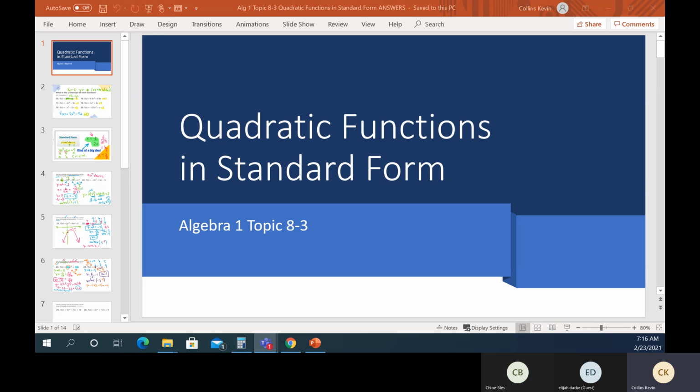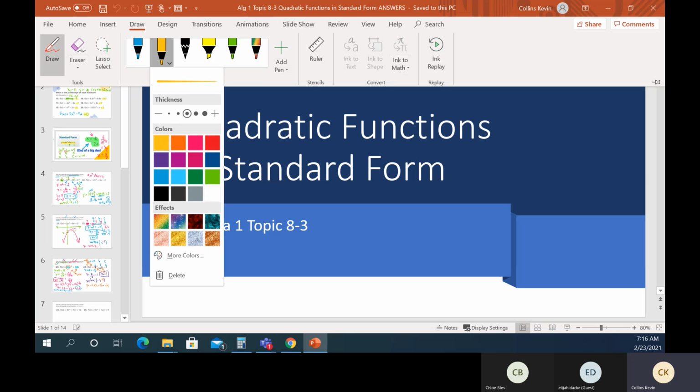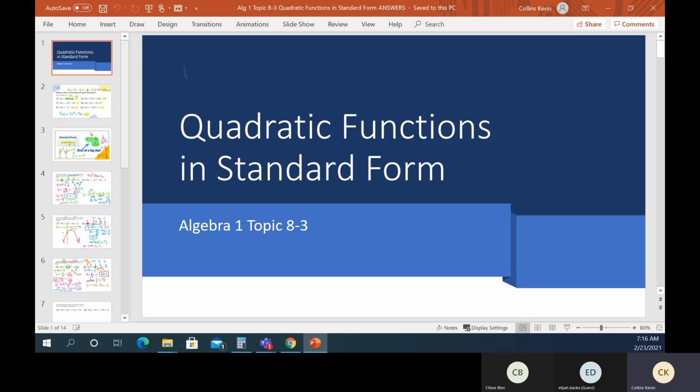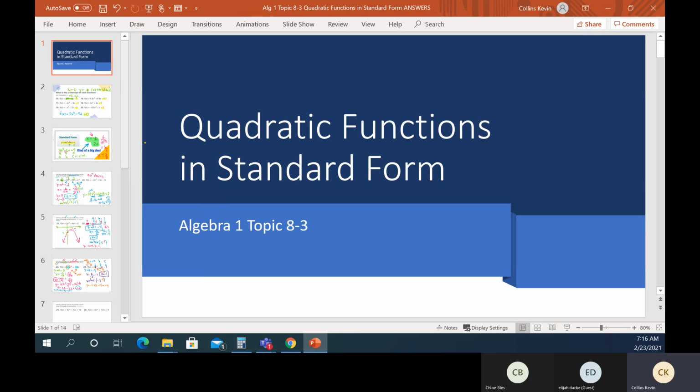All right, so this is just a continuation of what we started yesterday. Quadratic functions in standard form. The standard form is basically you have some number in front of the x squared, they call that a. Then you have some number in front of the x term, we call that b. And then finally there's just a constant number, we call that c. Okay, so that's just a regular number.